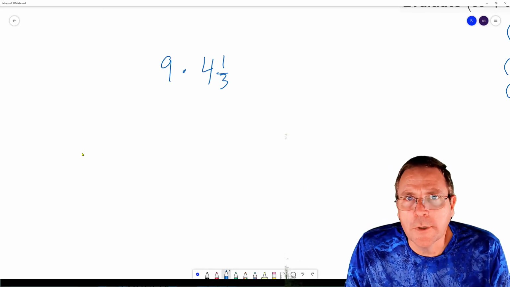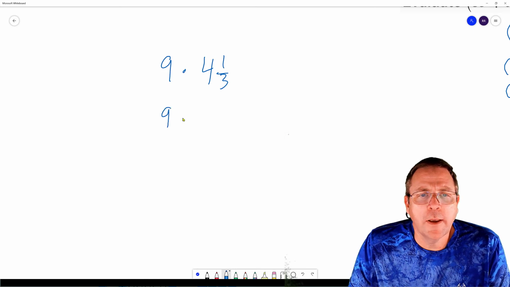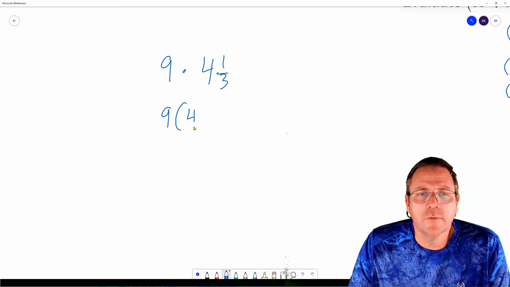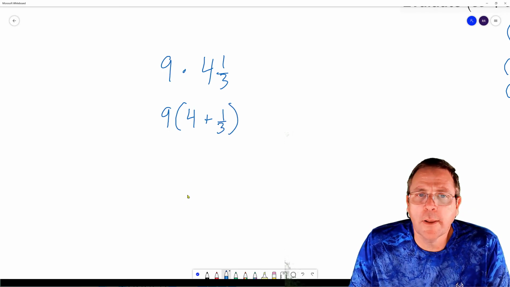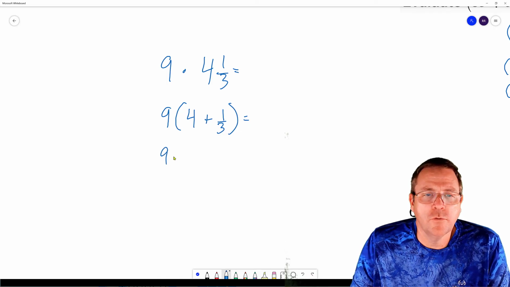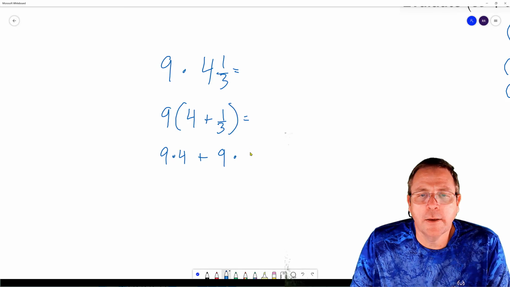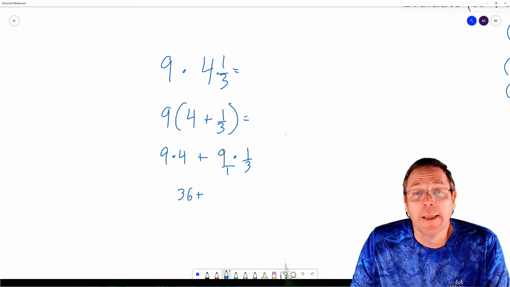So did you check it? Did you get the right answer? I hope so. We could rewrite this as saying 9 times, in parentheses, the sum of 4 and 1/3. That's very similar to what we did two problems ago. From there, we can say, use your distributive property, 9 times 4 plus 9 times 1/3, which would end up being put over 1. 9 times 4, that's easy, it's 36, plus 9 times 1/3, well, let's simplify.